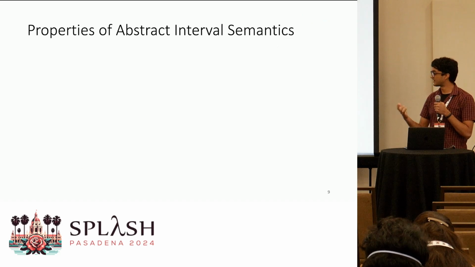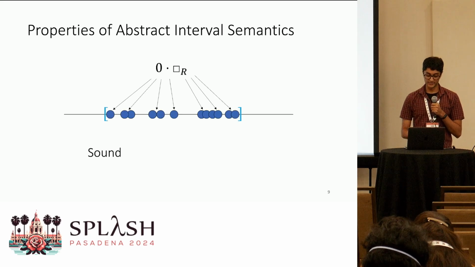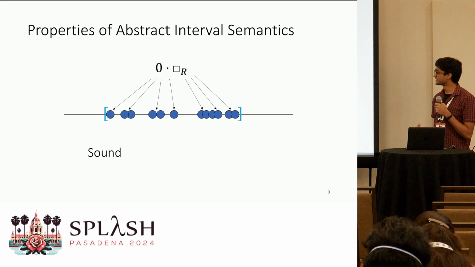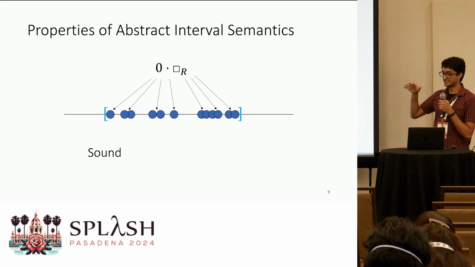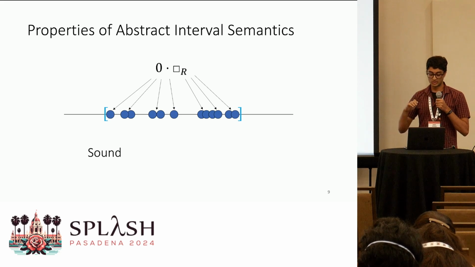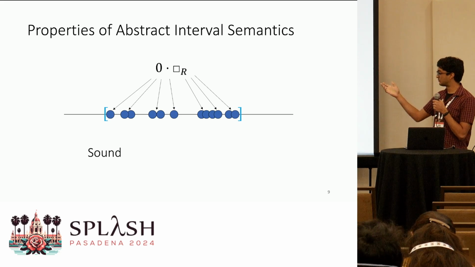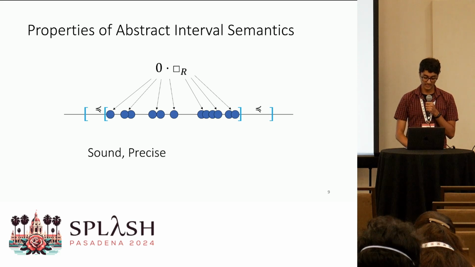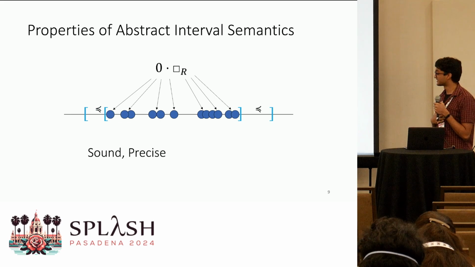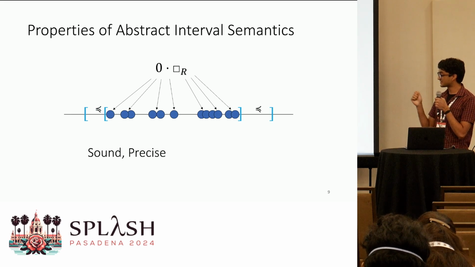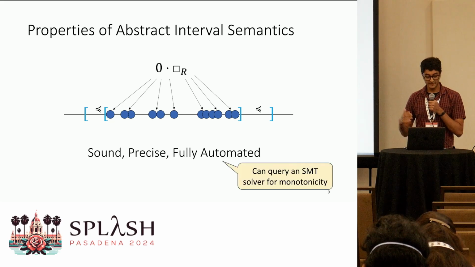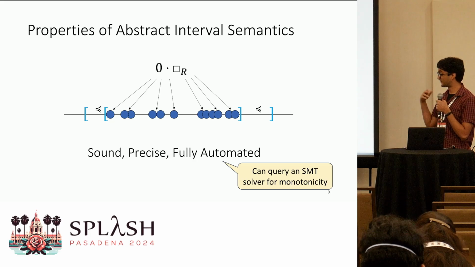So these interval semantics have some nice properties. The first is that they're sound. We showed in our work that for any template, the interval that we construct will cover the set of possible outputs that any derivable program could output. It's also precise, in the sense that it's the tightest possible interval that is also sound. And finally, we show that this process can actually be fully automated.